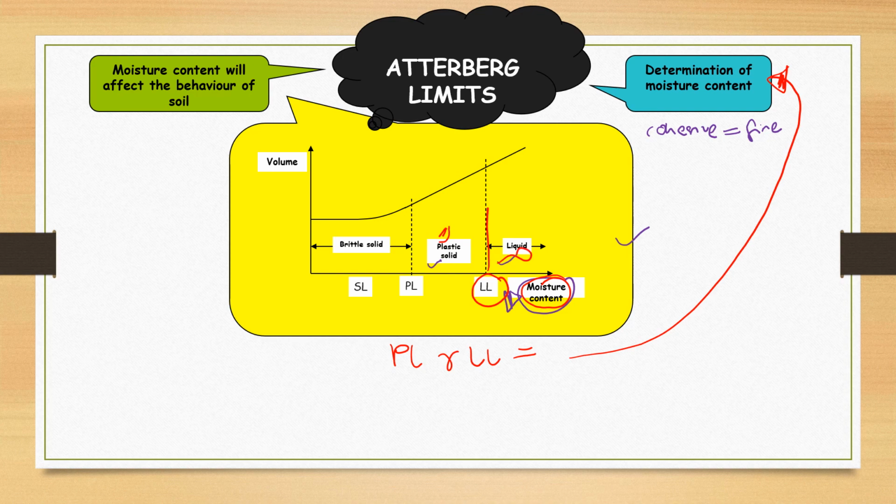But what actually are plastic limit and liquid limit? Both are moisture contents, the moisture content when the soil behaves as a certain state: either plastic or liquid. It is a boundary between the transitions. For example, the plastic limit is the transition from brittle to plastic, and the liquid limit is the transition from plastic to liquid.